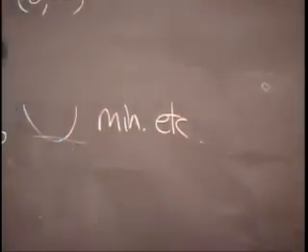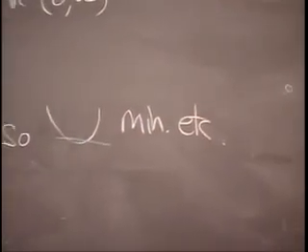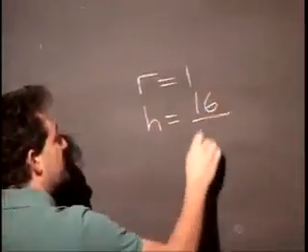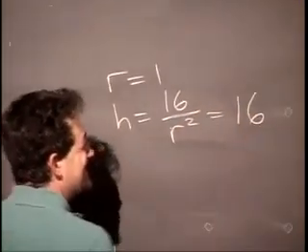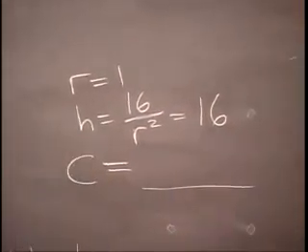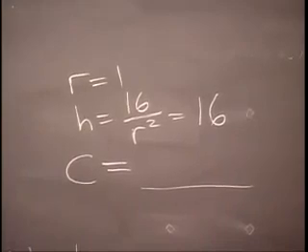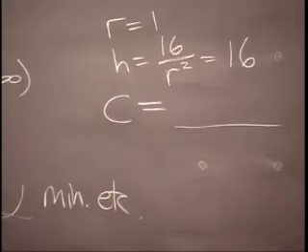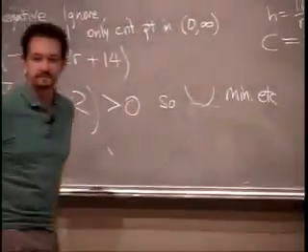etc. And I'm going to leave the concluding sentence to you. The concluding sentence has got to involve the fact that r equals 1, h will be equal to 16 over r squared, once again, which is 16, and the cost is equal to whatever it is. You can find it in the book, but instead I'm going to leave the rest as an exercise for you. All right? Any questions about that part or that example?